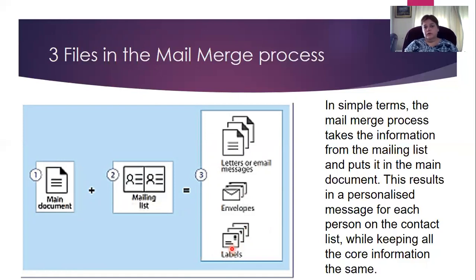So when you get your reports at the end of the term, you will see it's an envelope with a sticker on and it will contain your information. In simple terms, the mail merge process takes the information from the mailing list and puts it in the main document. This results in a personalized message for each person on the contact list while keeping all the core information the same. So I don't have to, for every single matric, go and retype the letter. I am simply going to insert their name and surname.